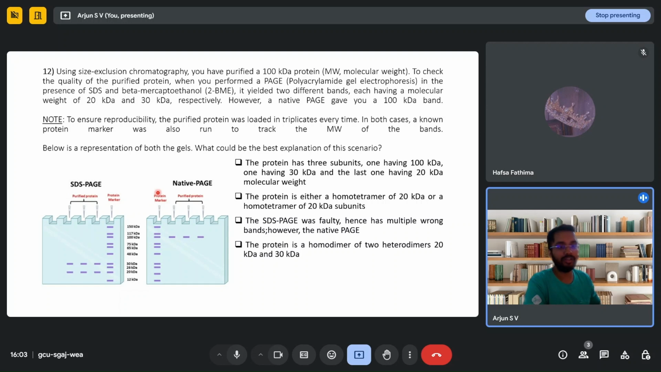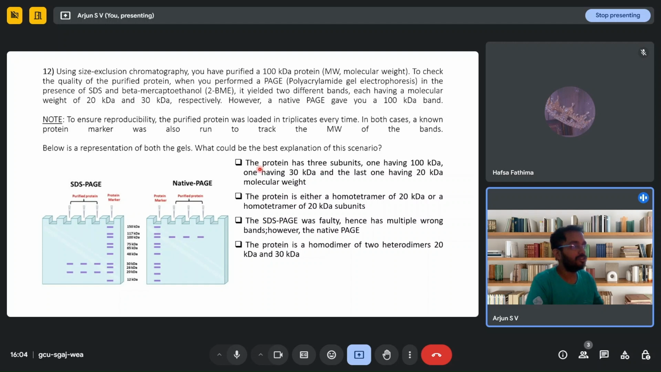So SDS, we saw in the previous questions, is used to impart a negative charge to all the proteins, thereby imparting a uniform negative charge so that all the proteins travel uniformly towards the anode. And beta mercaptoethanol is used to cleave the disulfide bonds between your proteins. Thereby, if you have a dimer, trimer, or tetramer, it is used to break those disulfide bonds. So we can go over all the four options one by one.